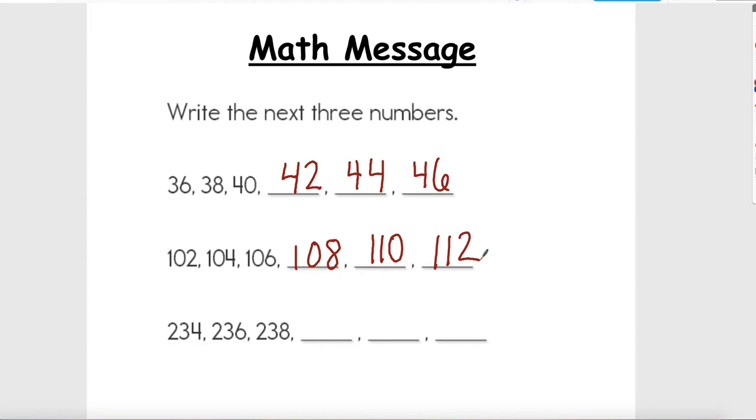234, 236, 238. What do you think, Gwen? 230. Right, but we don't have a number called 23010. What number would be 10 more than 30 then? You got the right idea for the pattern, but what number is 10 more than 30? 40. So instead of saying 23010, we say 240. Very good, Gwen. Nice thinking.